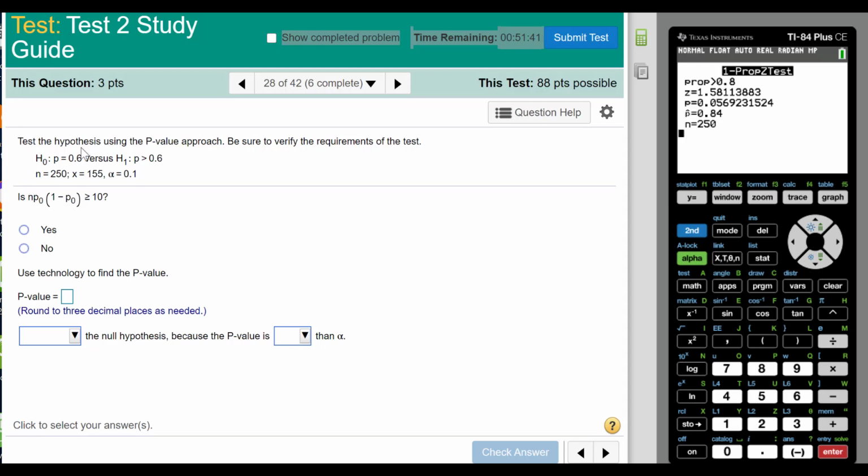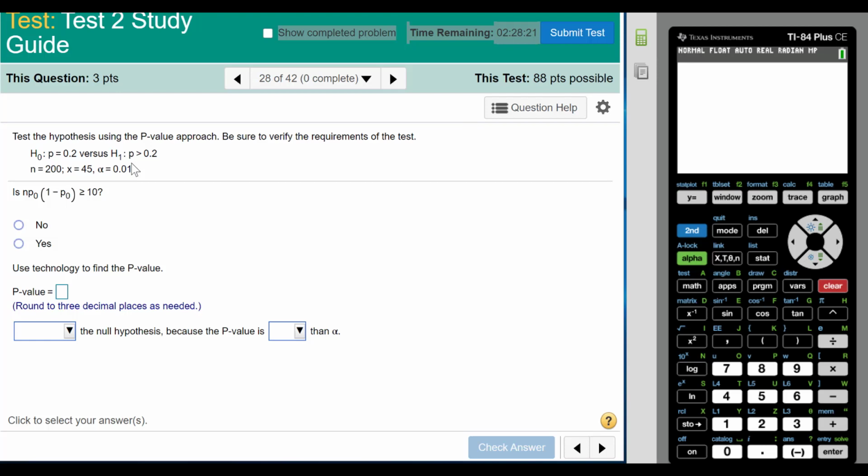Next question. Test the hypothesis using a p-value approach. Be sure to verify the requirements of the test. Okay. The null hypothesis p equals 0.6 versus h1 p greater than 0.6. Very similar to the one that we did earlier. So here's how we can verify the requirements of the test.